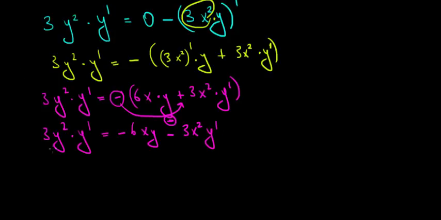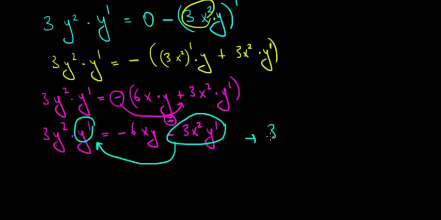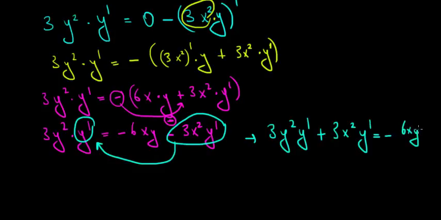Okay, we got that. Now we have y derivative on both sides, and what do we want? We want to find out the value of y derivative. So let's bring these terms together. Let's take it to the other side, meaning that we will have 3y squared y derivative plus 3x squared times y derivative equals minus 6xy.